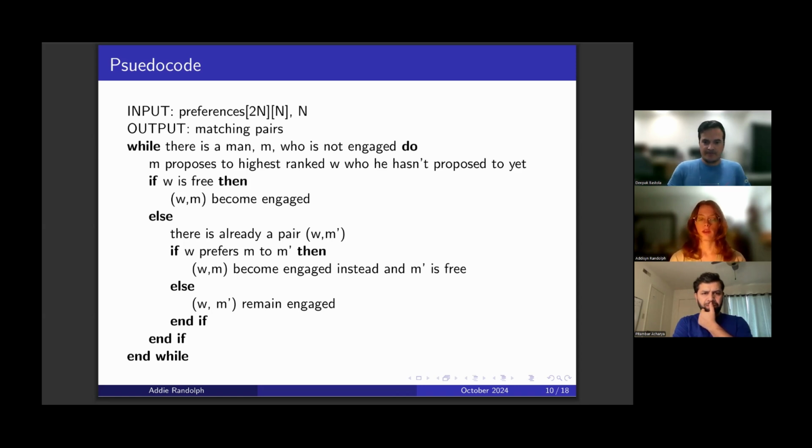So if that woman is free, if she's not engaged, then they just become engaged automatically. But if she is already engaged to another man, M prime, then we have to see who she prefers. So if W prefers M to M prime, then they become engaged, but now M prime is free. He's unengaged now. Otherwise, she stays engaged to M prime, and then M now has to go back and propose to the next highest ranked woman on his list. And you keep doing this until there's no men who are free. All of the men will be engaged.